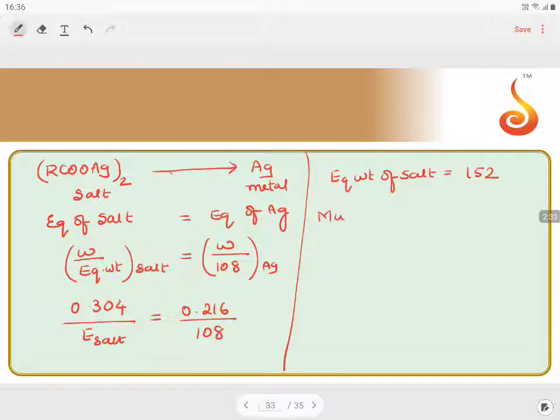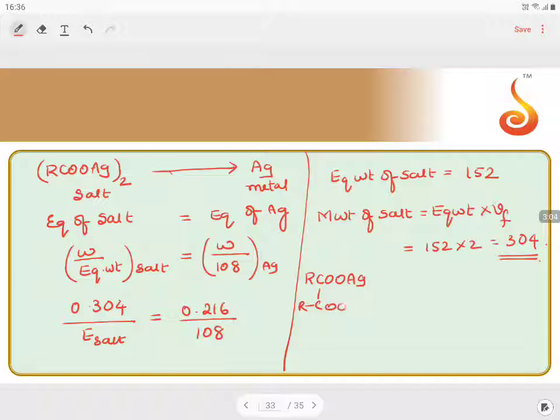Now the molecular weight of salt is equal to equivalent weight into valency factor, which is 152 into 2, which is equal to 304 again. This is the molecular weight of the salt. Now we know the molecular weight of the salt is known. We have the formula. If I am taking R(COOAg) whole twice, let us take this particular one.